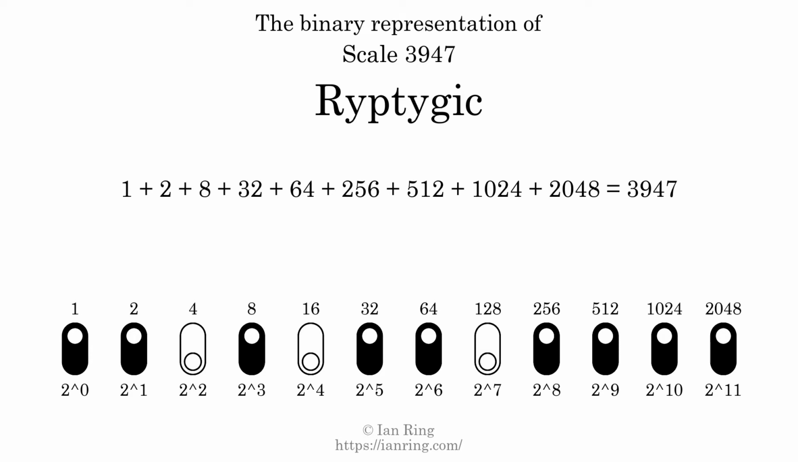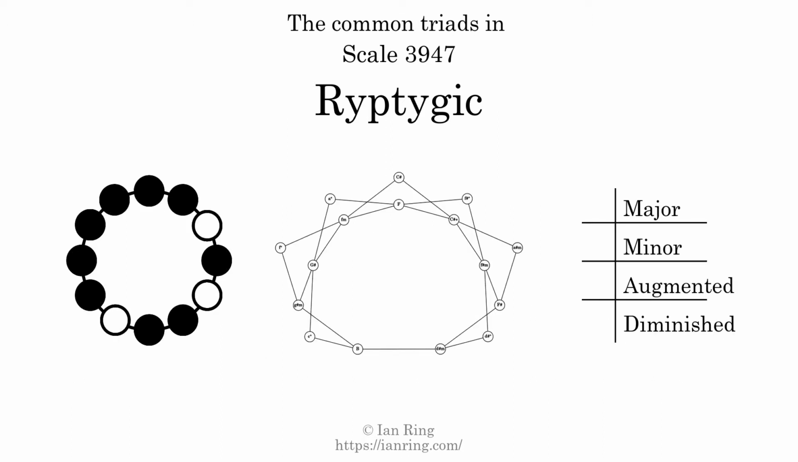3947. The scale number not only enumerates the scale with a unique index, but it also literally describes the tonal content of the scale. Represented as a binary number in base 2, the scale number is 111011011011. Here are the common triads present in this scale.